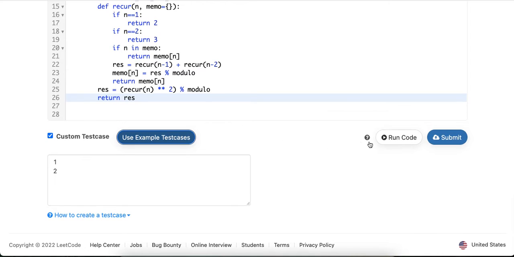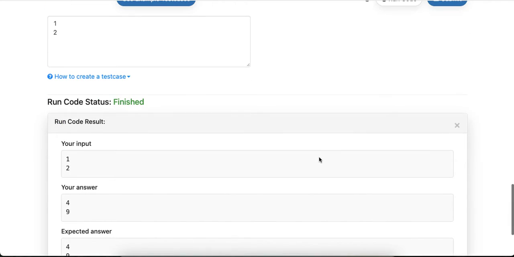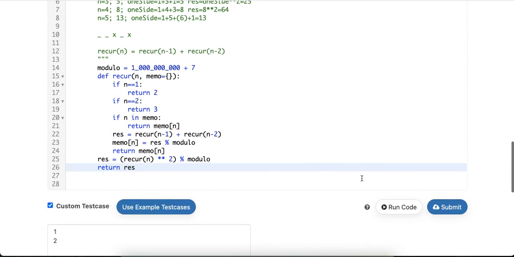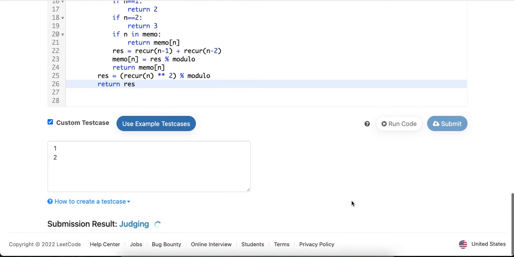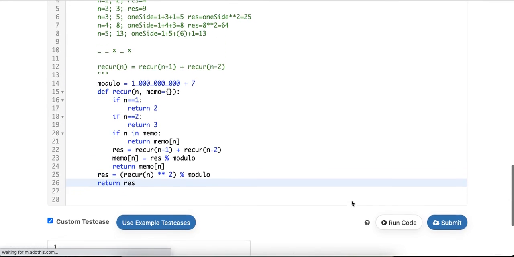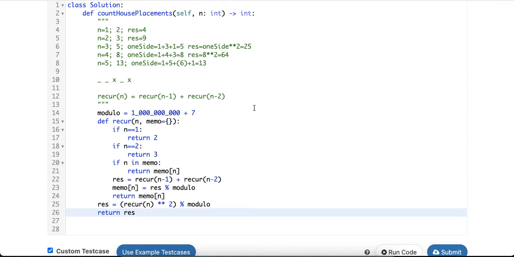Let's try 4949. Sounds correct. Submit. Accepted. It's performant enough. Good. Now the time complexity.